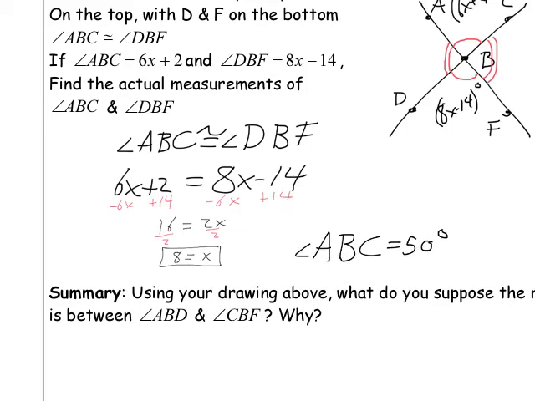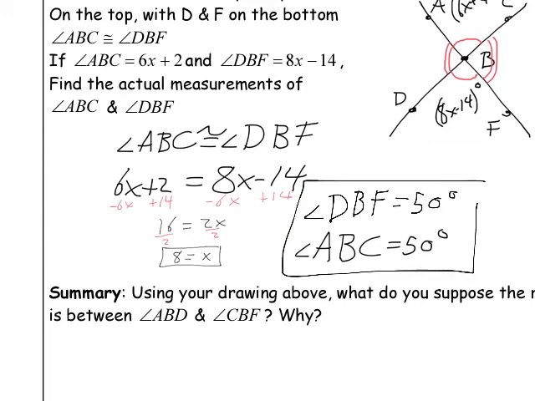Now, we already know that these two things are the same, so this should end up being 50 as well. So we could just double check. We plug in an 8 again. 8 times 8 is 64, and sure enough, 64 minus 14 is 50. So we could say, hey, angle DBF is also 50 degrees. Now, that's what they really wanted us to find.